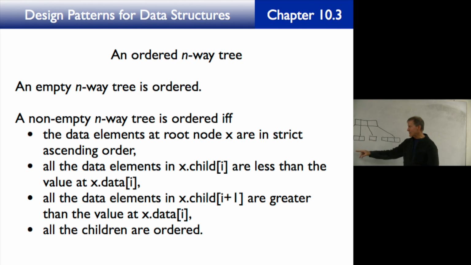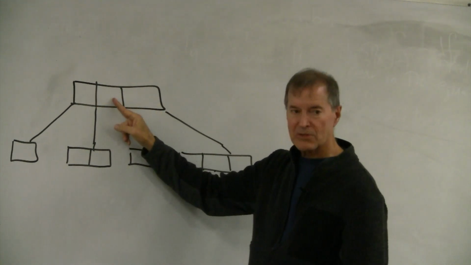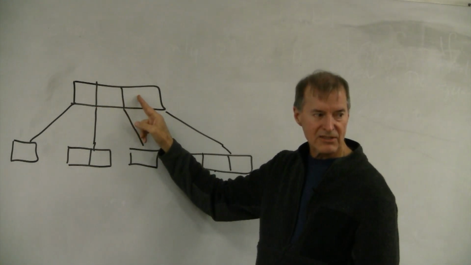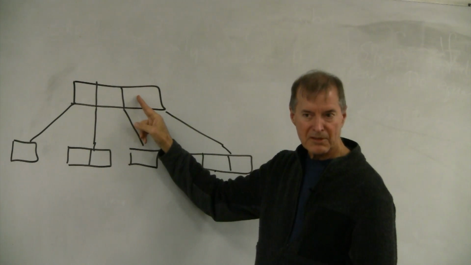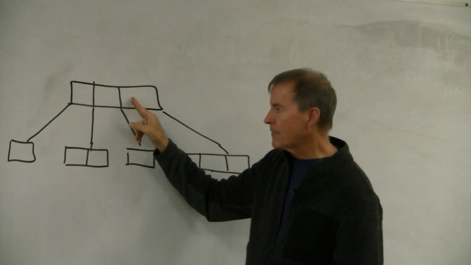Now check out this tree first. If the data elements at root node X are in strict ascending order. So that means what? Here's the root. Here's the first one. This has to be strictly greater than this one. This has to be strictly greater than this one. So no duplicates. This is like a dictionary. Are you with me? Is everybody clear? So strictly ascending order.